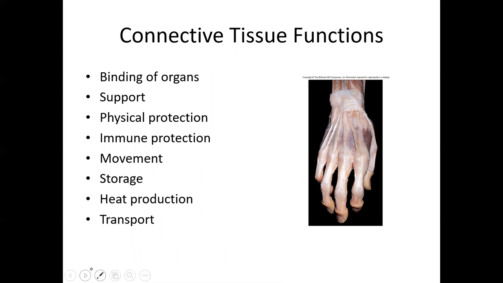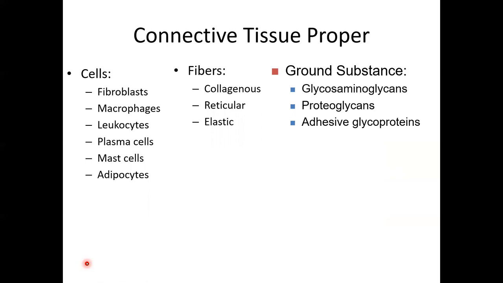It connects things. It holds stuff together. It's your immune system. It's moving around oxygen and carbon dioxide. It's storing minerals. It's support. It's movement. There's lots of stuff. Connective tissue proper is what we'll focus on now, because we're going to come back to bone, cartilage, and blood later. The cells of connective tissue proper are called fibroblasts.